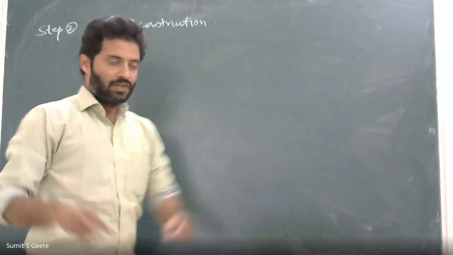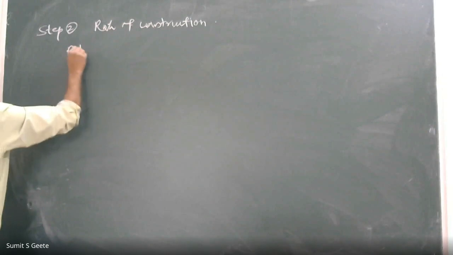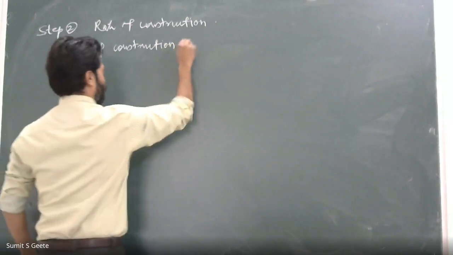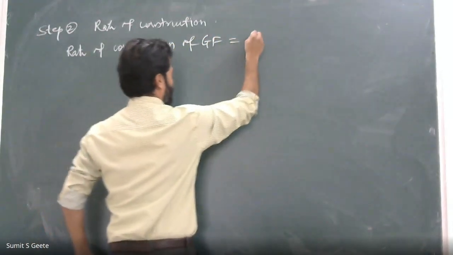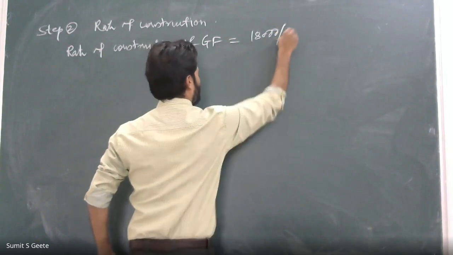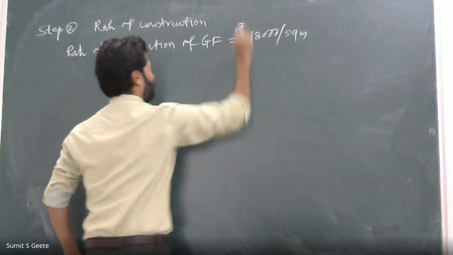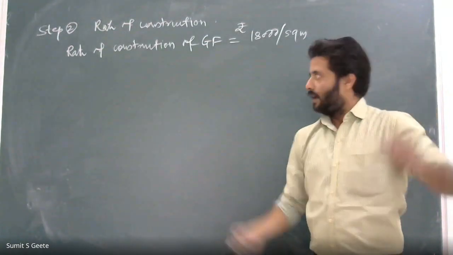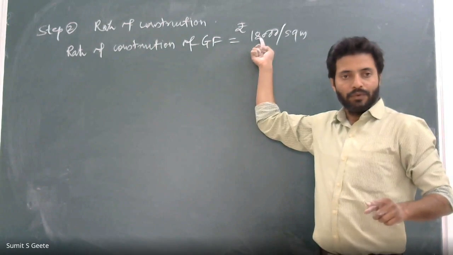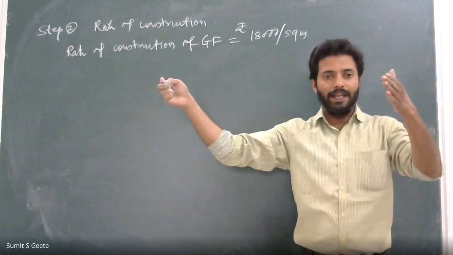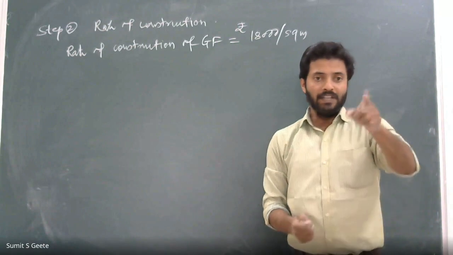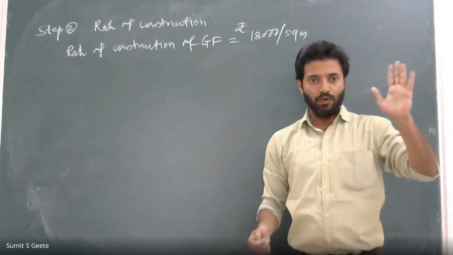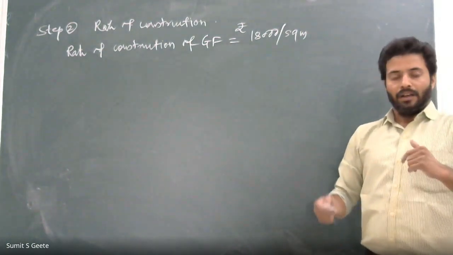Now, the rate of construction of ground floor is 18,000 rupees per square meter. This is the rate of construction at ground floor. Now, we know the area of ground floor, we know the rate of ground floor, so we can multiply this rate with the area, we will get the ground floor cost. But this cost is excluding foundation cost. Is it okay? So therefore, ground floor is okay.